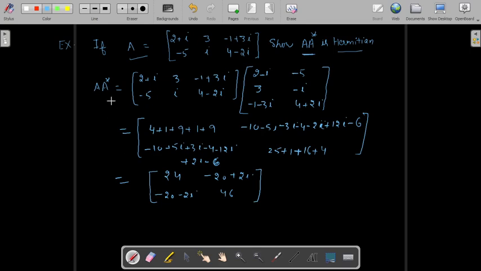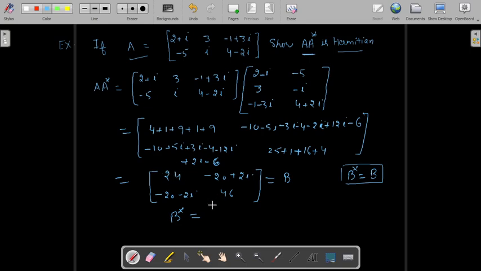So this becomes A into A transpose conjugate. I have to show that this is a Hermitian matrix. Say this is matrix B here. So I have to show that this is Hermitian. What is the definition of a Hermitian matrix? A matrix is Hermitian if B transpose conjugate is equal to B. I have to prove this now. So now calculate B transpose conjugate and it will come out as B.